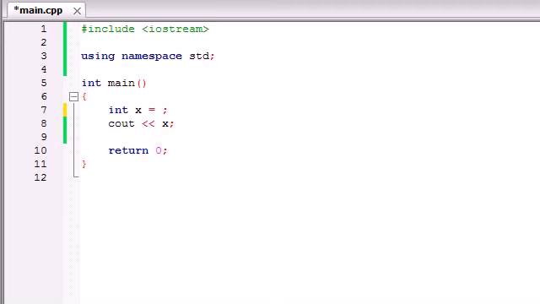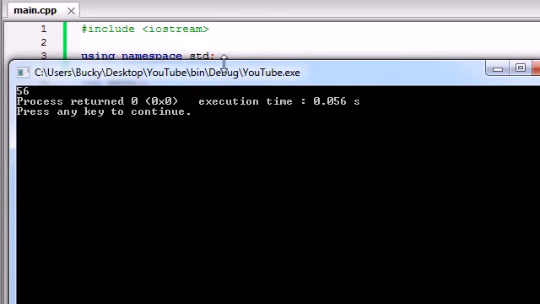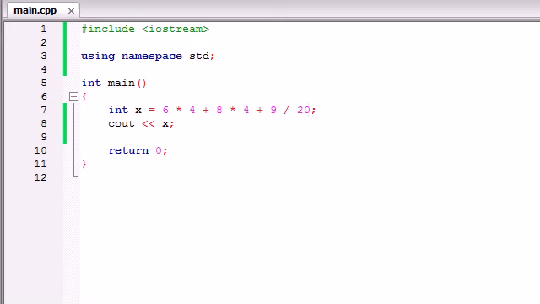Aside from just one number, an arithmetic operator, and another number, you can have complex calculations like 6 times 4 plus 8 times 4 plus 9 divided by 20. If we build and run this, let's see what we get. 56. So we're saying, alright, what order is this doing this in? Is it doing 6 times 4 and then plus 8? Or is it doing 4 plus 8 and then times that by 6? Because depending on how you do it, it's going to come out with a different result.